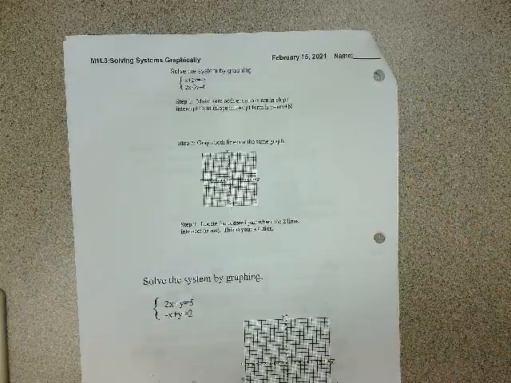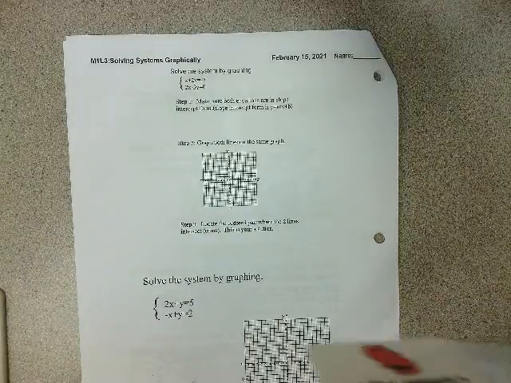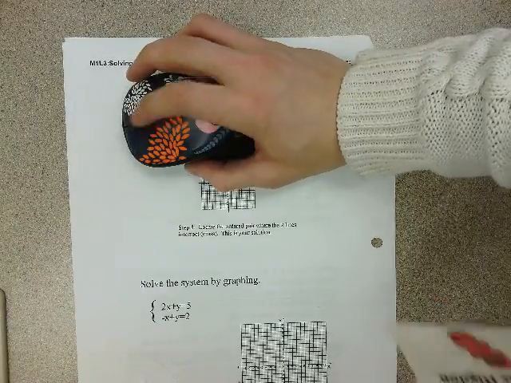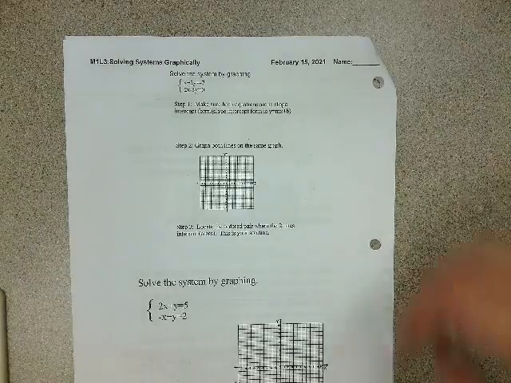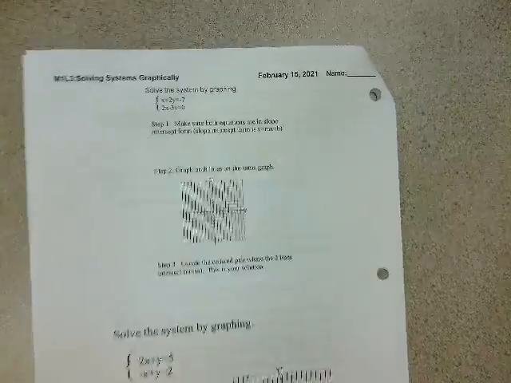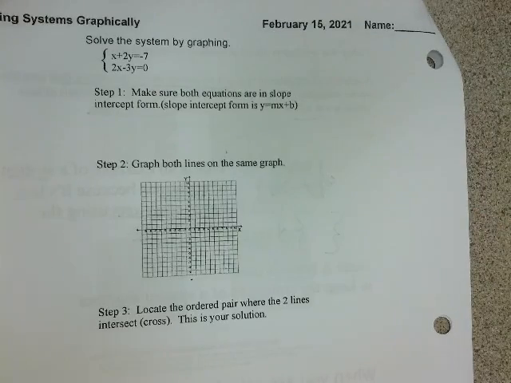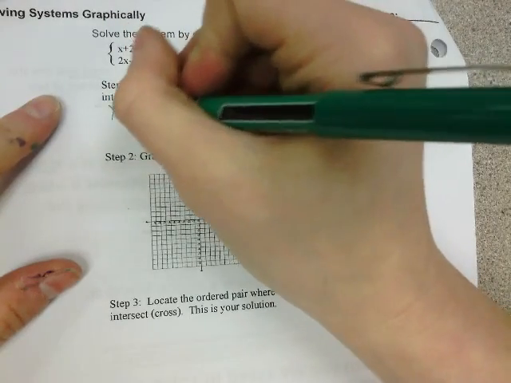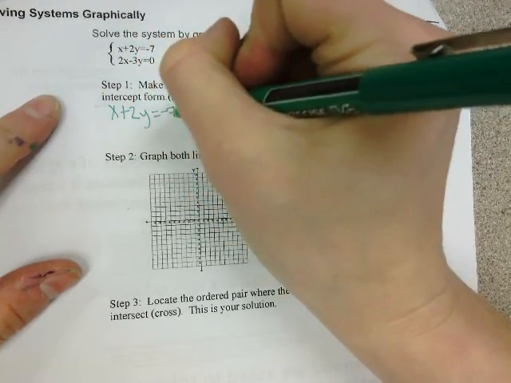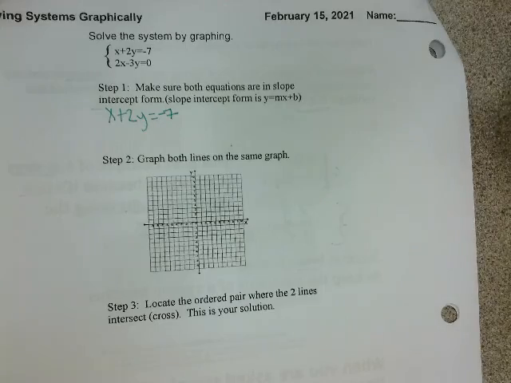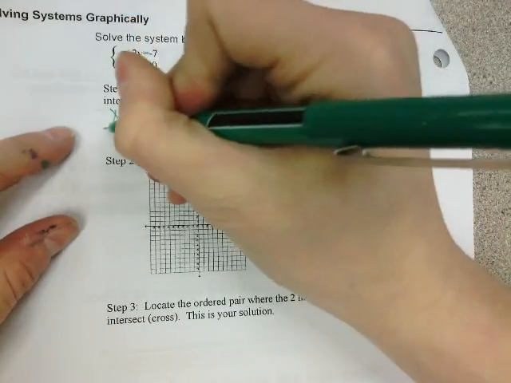Okay, so solve the system by graphing. So step 1, we talked about earlier, they have to be both in slope-intercept form. Are these in slope-intercept form? No, so we got to get them there. All right, so x plus 2y equals negative 7. So first I need to subtract that x.